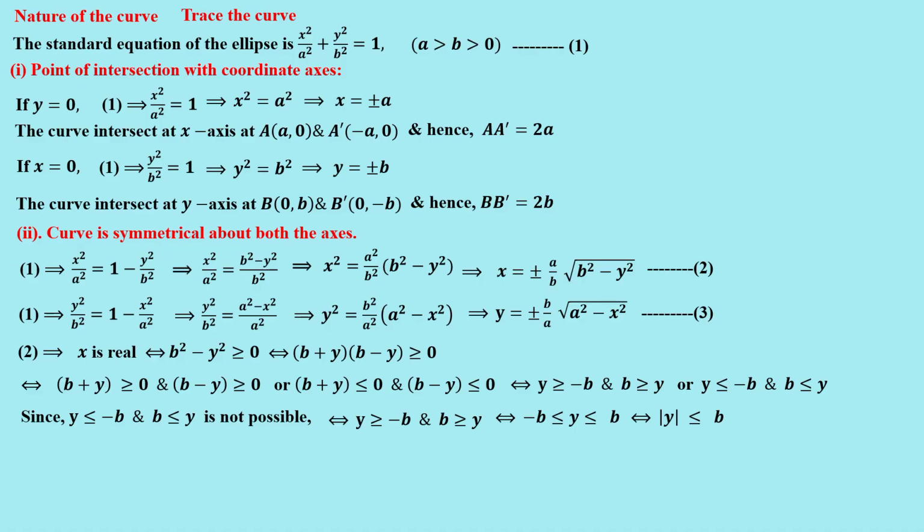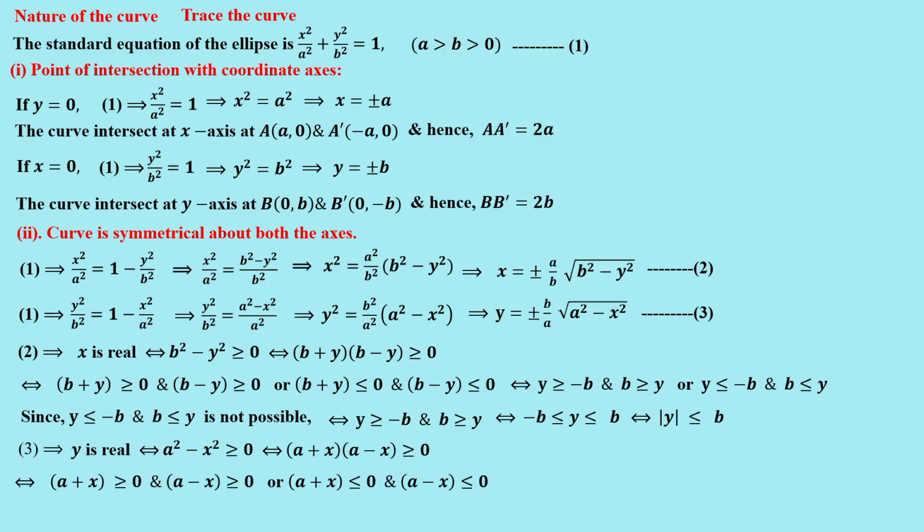Similarly, if we take y real from the third equation, the a square minus x square, which is inside the square root, should be non-negative. So as per the same argument as above, we will get modulus x less than or equal to a.